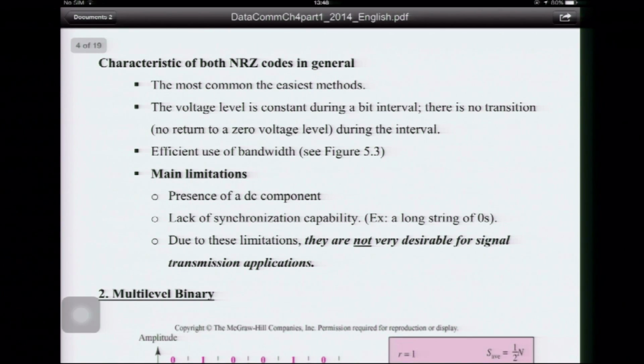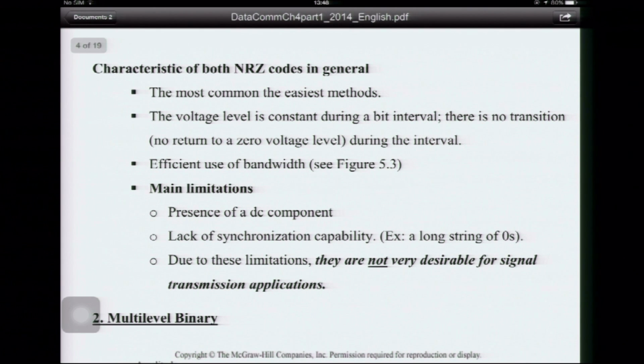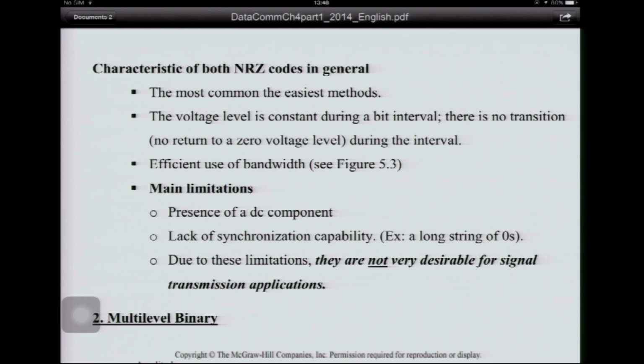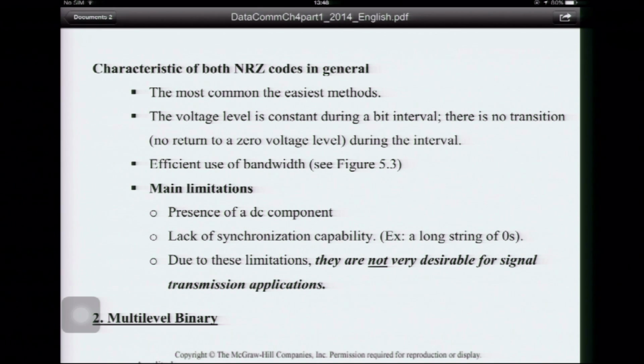A characteristic of both the NRZ codes in general is that it's the most common and the easiest method. The voltage level is constant during a bit interval. There is no transition during the bit interval. That's why it's called non-return to zero. It's also an efficient use of bandwidth, like 1 unit.